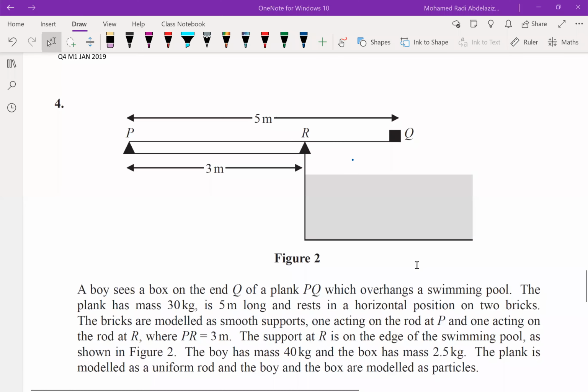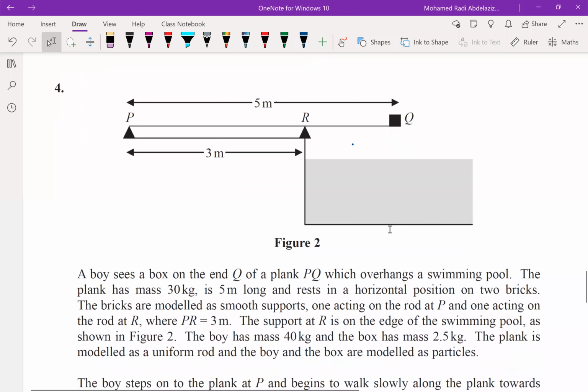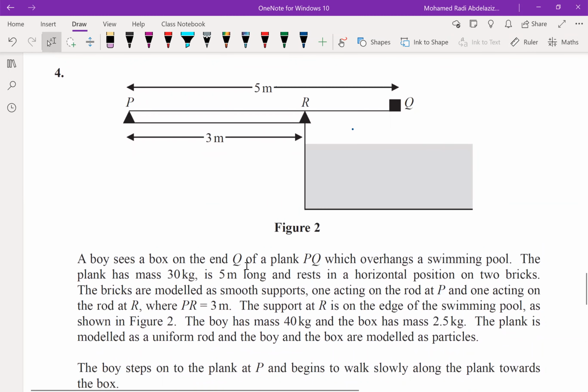Hi guys, in this tutorial, I'm gonna solve question number 4, Jan 19. A boy sees a box on the end Q of the plank PQ, which overhangs a swimming pool. The plank has mass 30 kilogram, is 5 meter long, and rests in a horizontal position on 2 brakes. The brakes are modeled as a smooth support, there is no friction force.